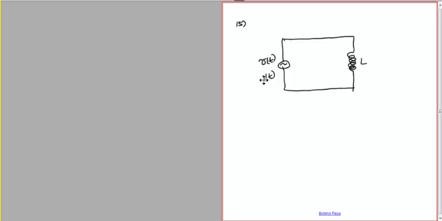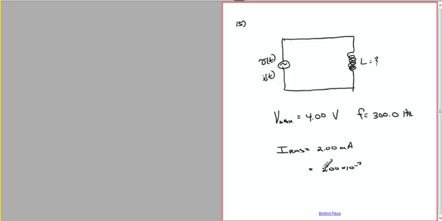It says an inductor is connected to an AC power supply having a maximum output voltage of 4 volts. So we'll say Vmax is equal to 4.00 volts, and the frequency is 300.0 hertz. What inductance is needed to keep the RMS current less than 2 milliamps? So we want the current RMS to equal 2.00 milliamps, which is the same as 2.00 times 10 to the minus 3 amps.